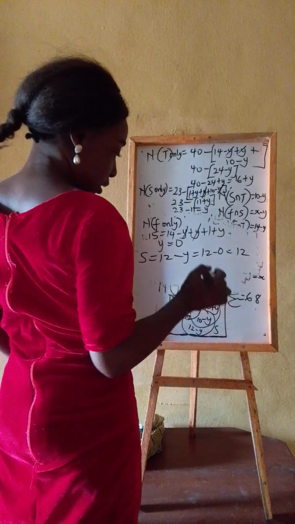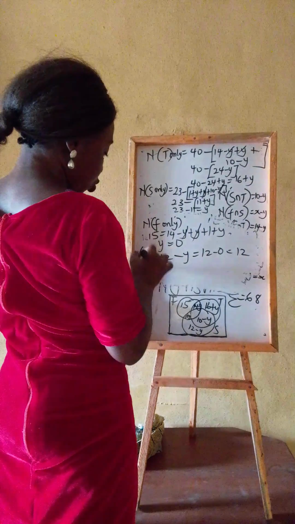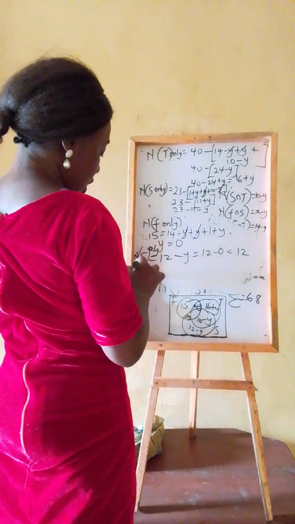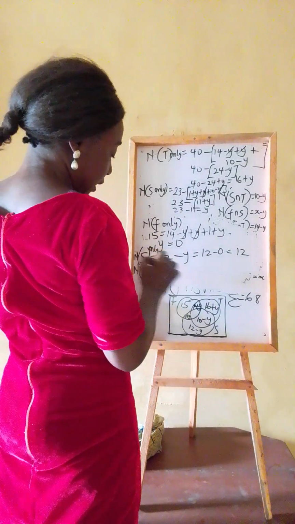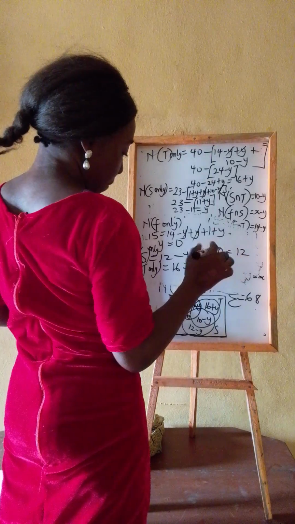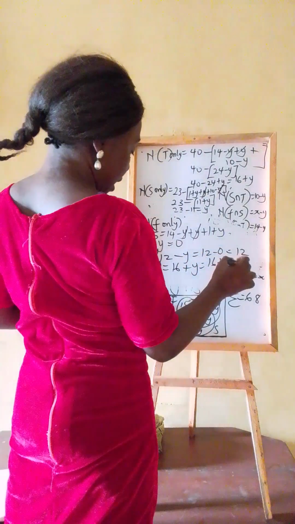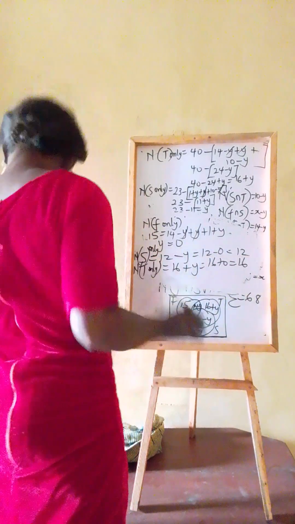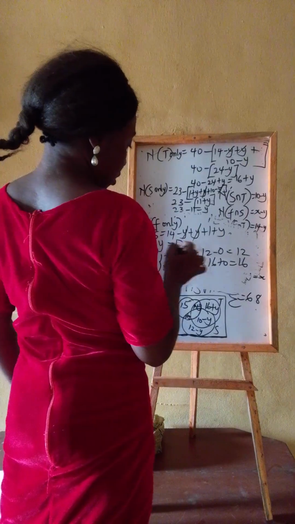Field events only. Number of field events only. That is 16 plus what? Plus y, which is 16 plus 0. And that's what? 16. Then the same thing for all the three.